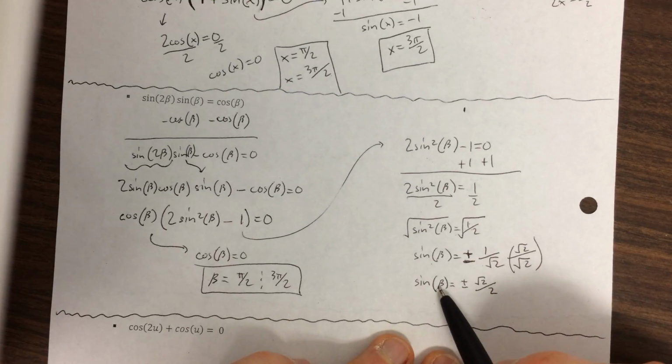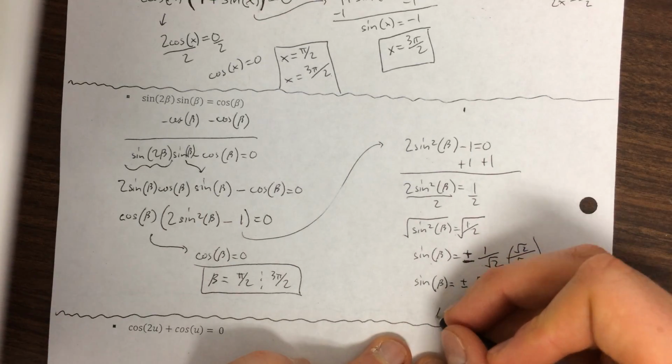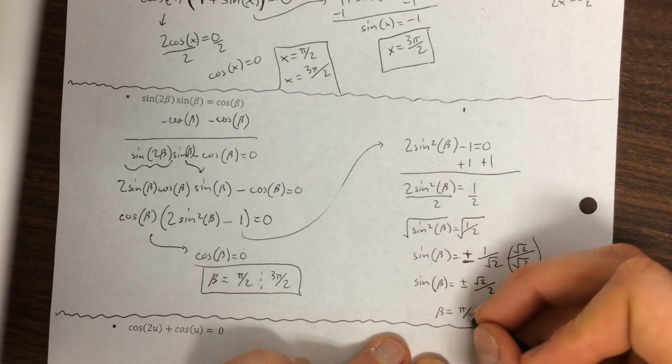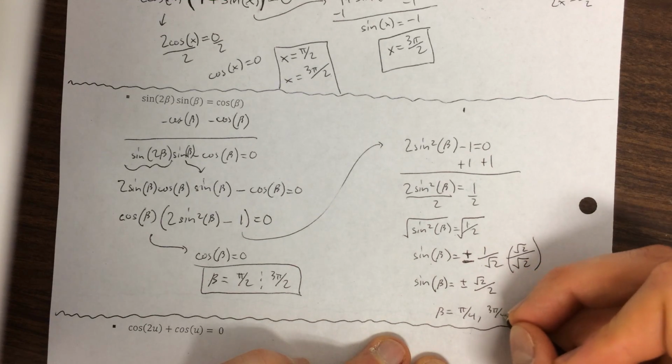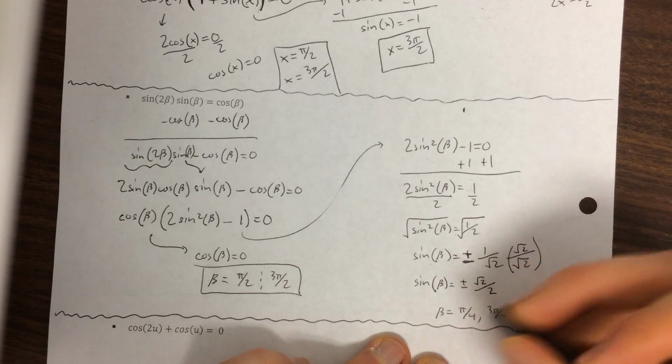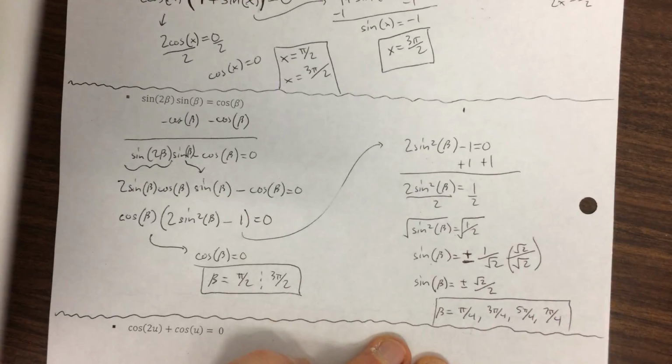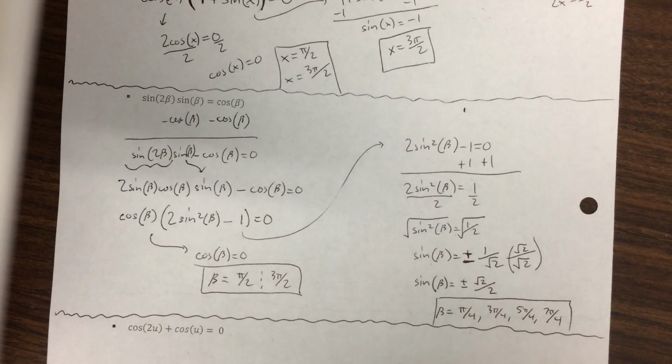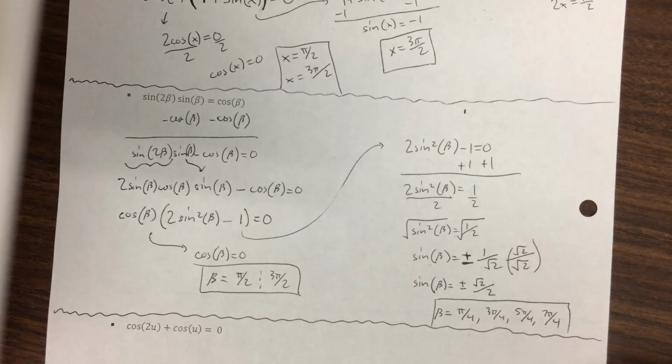And now we look: where does sine equal positive and negative square root of 2 over 2? On your unit circle, that would be pi over 4, 3 pi over 4, 5 pi over 4, and 7 pi over 4. If you have questions, pause, rewind, get the unit circle out. If you don't, you're going to be lost without a unit circle here. So do that. But if you have questions, ask me.